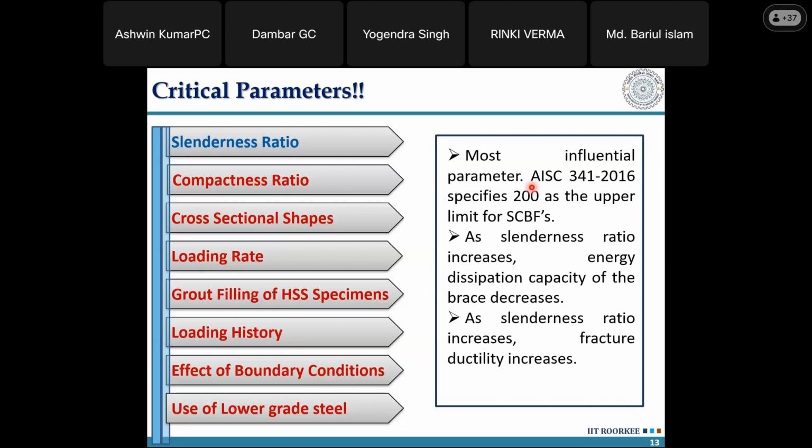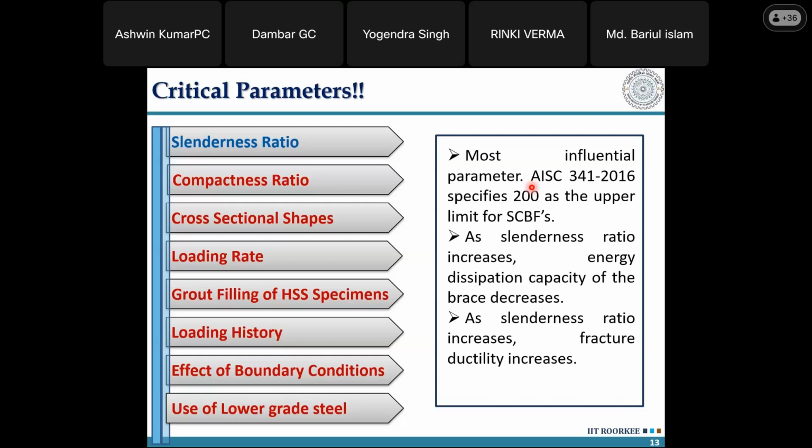Keep this in mind, right. स्लेंडरनेस इंक्रीज होता जाएगा तो रस्सी जैसा बन जाएगा. So your energy dissipation capacity decreases, whereas if you reduce it, it becomes a very stout section, very strong member, तगड़ा मोटा member रहेगा. So your tension capacity also increases and your compression capacity also increases, consequently increasing the energy dissipation capacity.